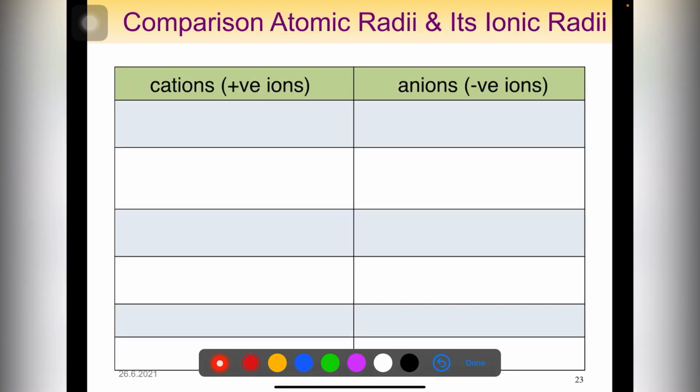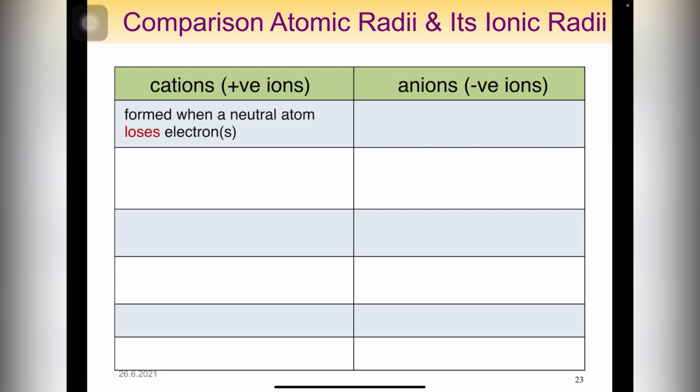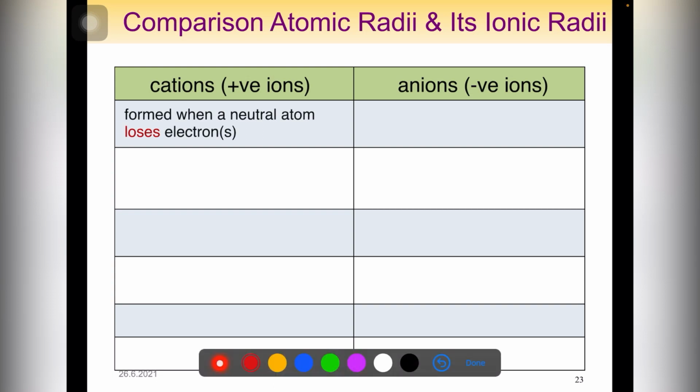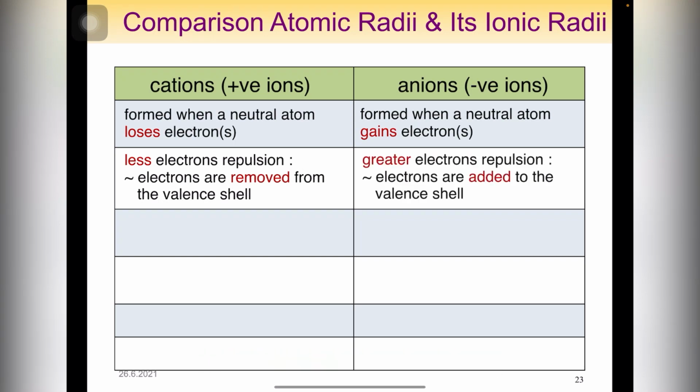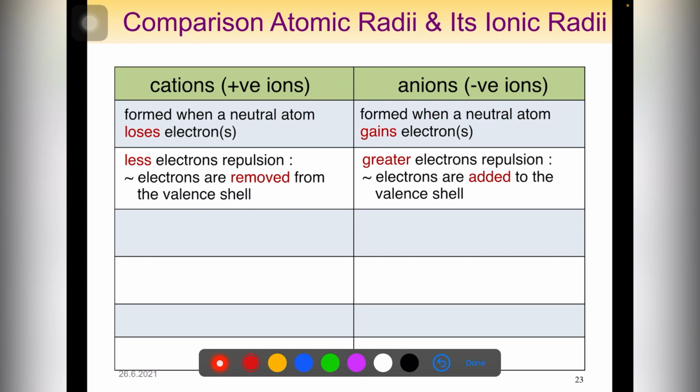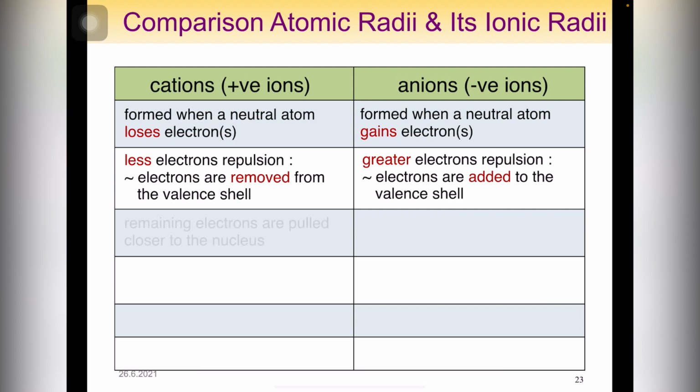Okay, let's see the cations and anions. Cations are formed when the neutral atom loses electrons, whether one or more electrons, and anions form when a neutral atom gains electrons. So for the cations, when they lose electrons, there are fewer electron repulsions, and electrons are removed from the valence shell. And for the anions, when electrons are added to the neutral atom, it causes greater electron repulsions, and electrons are added to the valence shell.